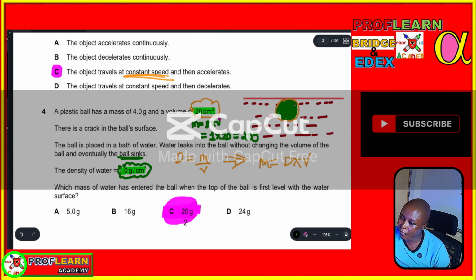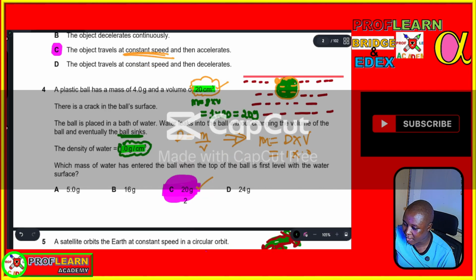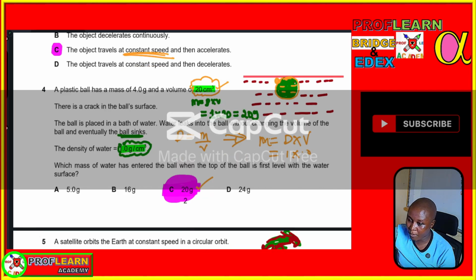So the volume of water that is going to enter through the crack is 20 centimeter cubed, and the density is 1, so this is going to be 1 times 20, and we have 20 grams up to that point. So the correct answer there is going to be C.